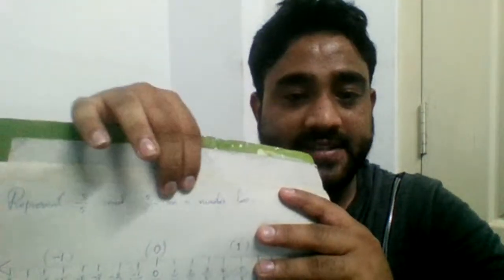So represent 8 by 5 and minus 8 by 5 on a number line. You know what a number line is? A number line is the same as the line of integers. In the center it is 0, and from here the positive numbers move and on this side the negative numbers move. Similarly, on that number line of integers, we have to express 8 by 5 and minus 8 by 5. So how can we express it?